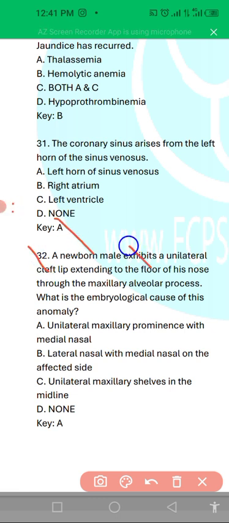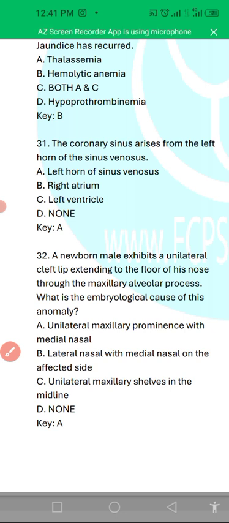Next one is a newborn male who exhibits unilateral cleft lip, extending to the floor of the nose, maxillary alveolar process. What embryological anomaly can this be? This is failure of fusion of the maxillary prominence with the medial nasal prominence.